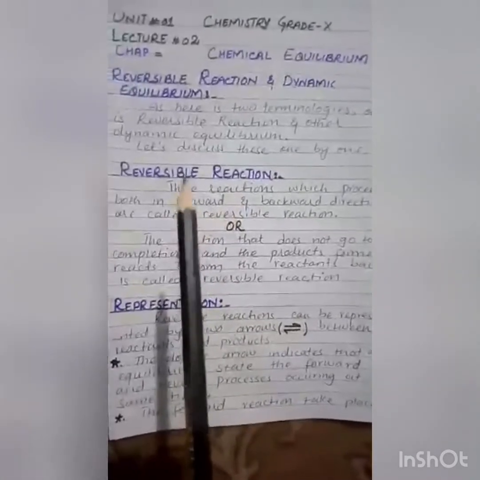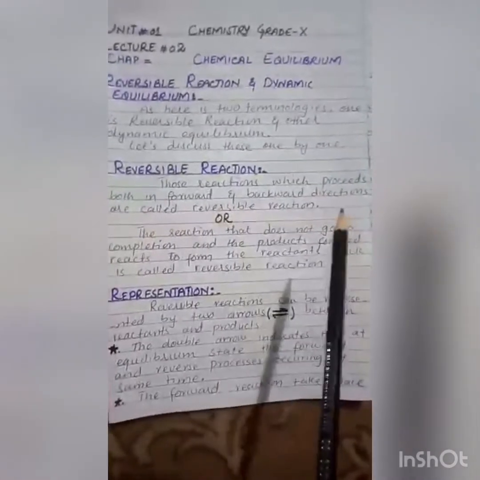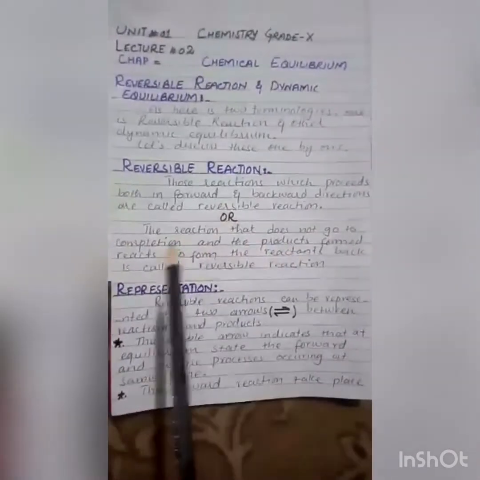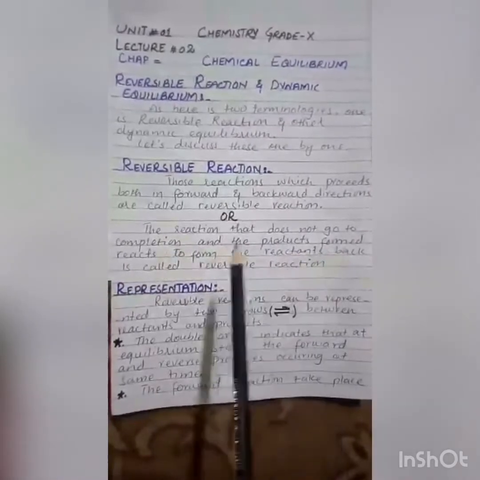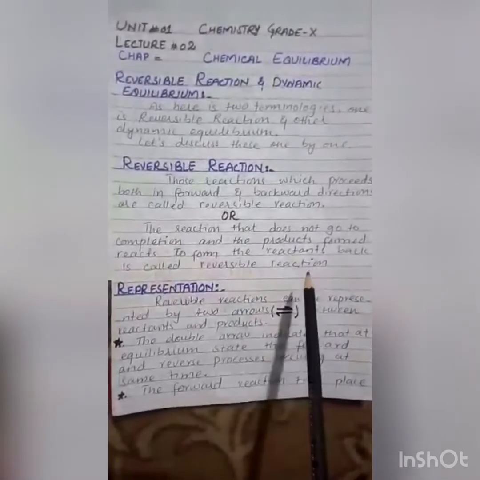Here are the two terminologies and we will discuss both of these one by one. First one is the reversible reaction. As the name indicates, reversible means that any process that can be reversed in the backward direction, or we can say that those reactions which proceed both in forward and backward directions are called reversible reactions. Or we can say the reaction that does not go to completion and the products formed react to form the reactants back is called a reversible reaction.